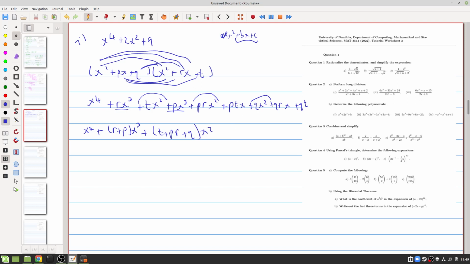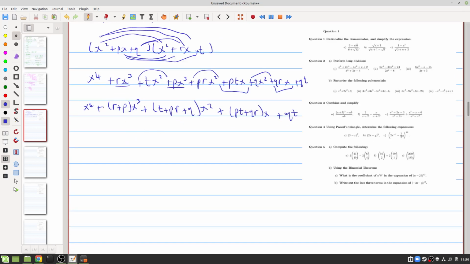Then for the x's, what do we have for x's? So we've got ptx, we've got qrx. That looks like it, right? So pt plus qr, pt plus qr x, and then we've got plus qt at the end. Okay, so I think that's right.